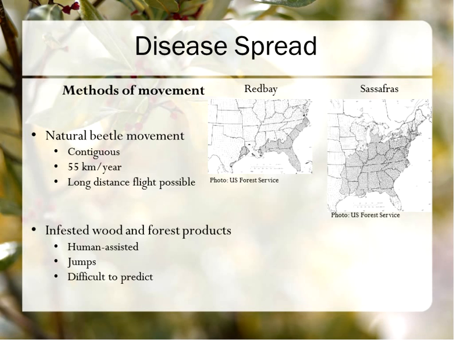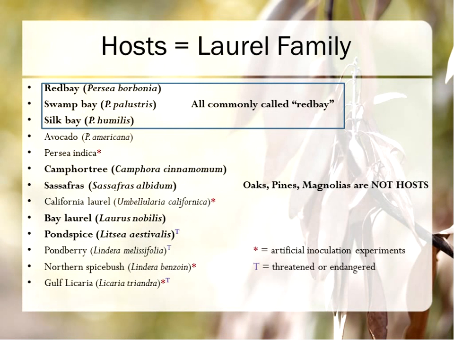Human-assisted transport is another big issue, and that's hard. It's important because it's very difficult to predict, and it can lead to these larger jumps in distribution, bringing the beetle where it wouldn't go, or at least where it would take a lot longer to reach.